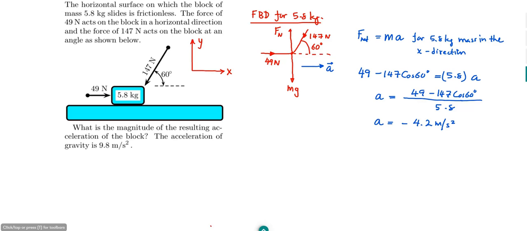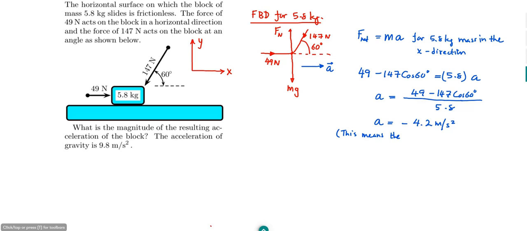So what does the negative sign tell you? The negative sign tells you that the actual direction of the acceleration is going to be to the left. Here you can see we have assumed at the very beginning that the acceleration is to the right. But when we substitute, we get acceleration as a negative value. So that means our original assumption for the direction is wrong. It has to be the opposite direction. Okay, so I'll write it.